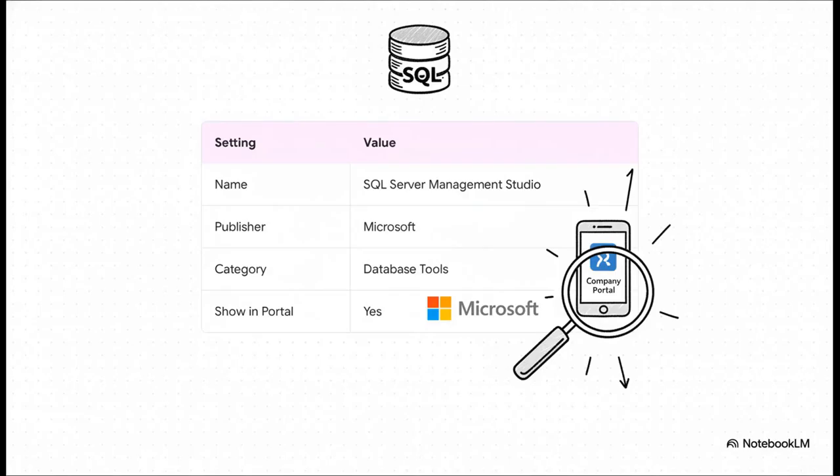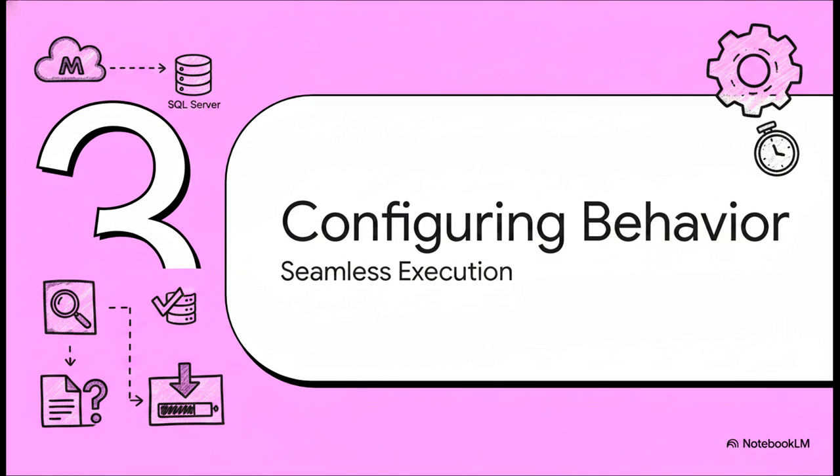Next up, we build out our app information. This establishes exactly how SSMS is going to present itself to your end users in the company portal. You'll set the name to SQL Server Management Studio, the publisher to Microsoft, and the category to Database Tools. Oh, and crucially, make sure you set Show in Company Portal to Yes. You definitely want your users to actually be able to find the thing, right? Which brings us to Section 3, configuring detection and behavior.